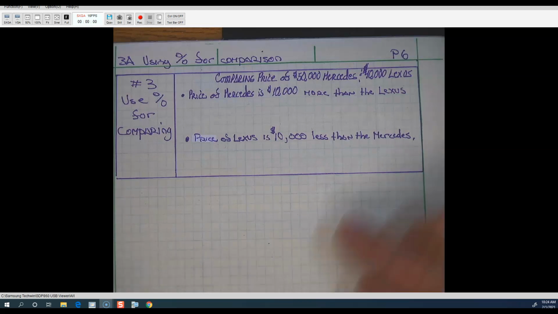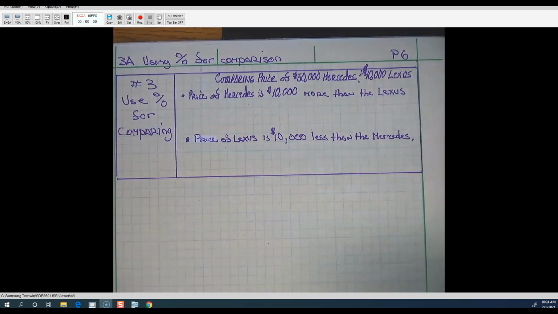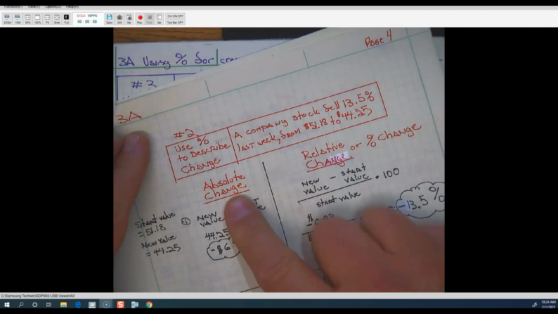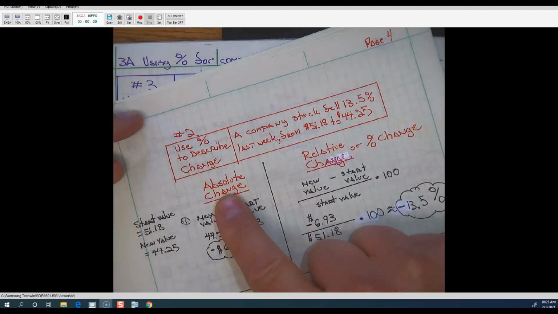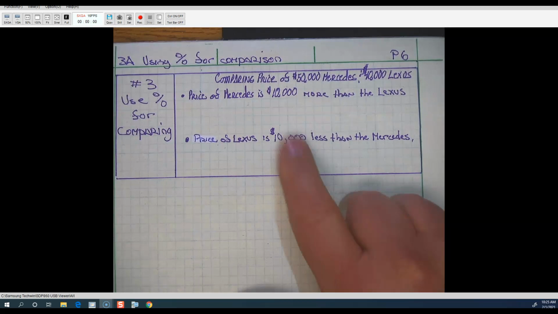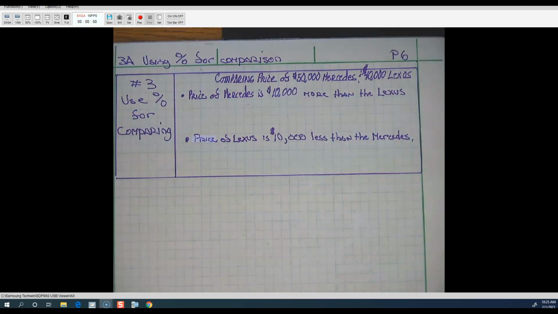All right, so what we just did was just subtract the two amounts. Okay, and when we did that last week, when we were doing percent changes, when you subtracted the two amounts, we called that the absolute change. Well, when we do the $10,000 here, that's called the absolute difference. In this case, we're just subtracting those two values. Difference is the answer to a subtraction problem.